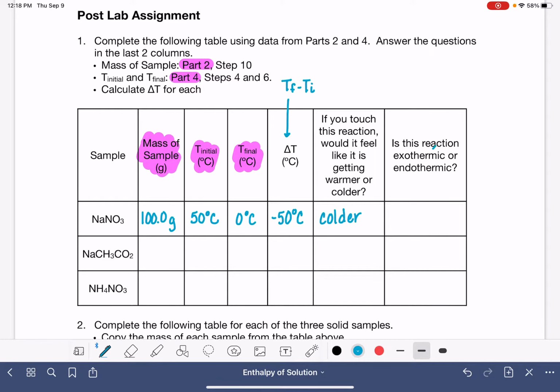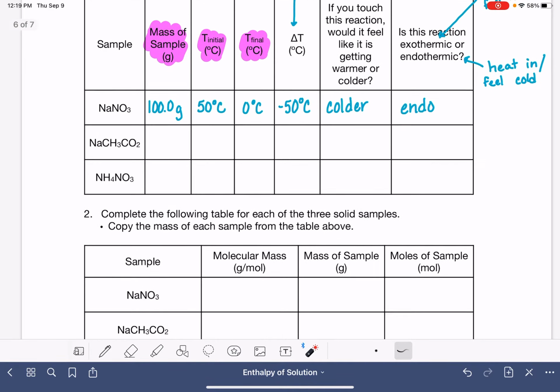Then you want to answer the question, is the reaction exothermic or endothermic? Exothermic means that heat is coming out of the reaction, exo for exit, and endothermic, into, means that heat is going into the experiment. If heat is going out of the experiment, it is going to feel hot when you touch it. If heat is going into the experiment, it's going to feel cold as you touch it. The reason for that is because the heat that's going into the experiment is being taken from your hand or whatever part of your body you're using to touch. So since this reaction feels colder, that would mean that it is an endothermic reaction. And you're just going to do the same thing for your other two samples right here. Then you're going to move on to the next question.